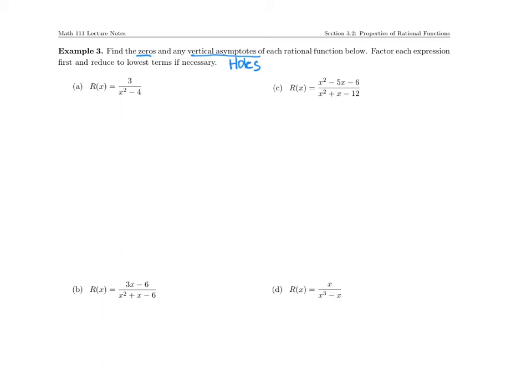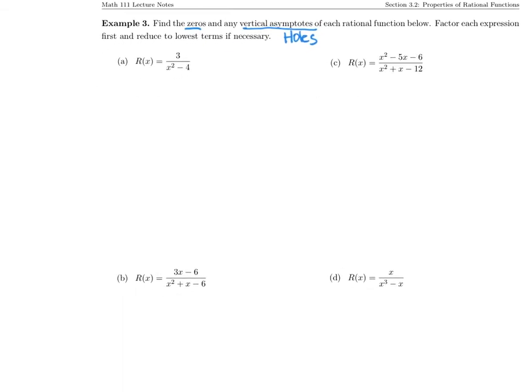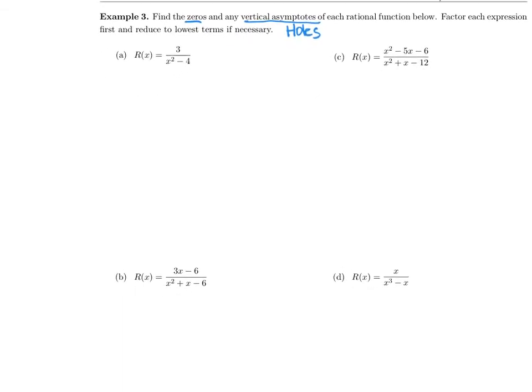So I'm going to do A and B, C and D are for you to do later on. So let's take a look at A. A is r of x is equal to 3 over x squared minus 4. So I look at this x squared minus 4 and I go, okay, I can factor that. That's a difference of squares. This becomes 3 over x plus 2 times x minus 2. Nothing cancels out. That's okay. I'm just going to keep going with what we need to do.